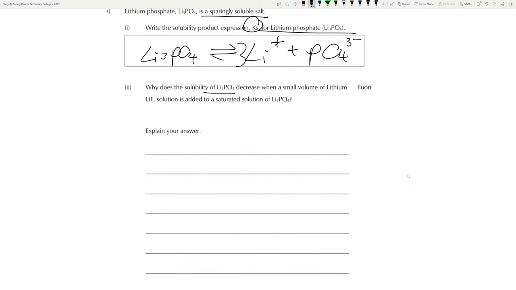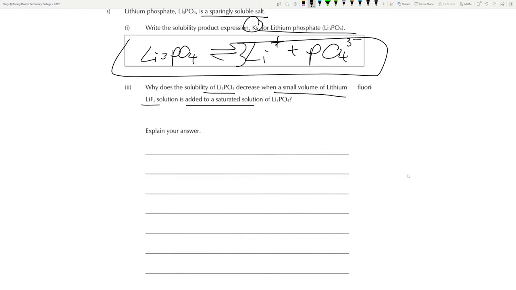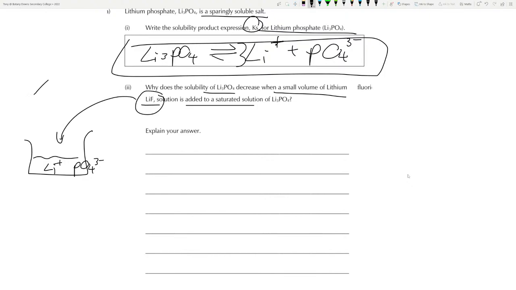Why does the solubility of this decrease when a small volume of lithium fluoride is added to a saturated solution? Okay, so you have a saturated solution. So in my beaker, I have majority of Li3PO4, but then I have some Li plus ions, and I have some PO4 3- ions. Okay, so I'm adding lithium fluoride into this. So I'm adding Li plus ions and fluoride ions.